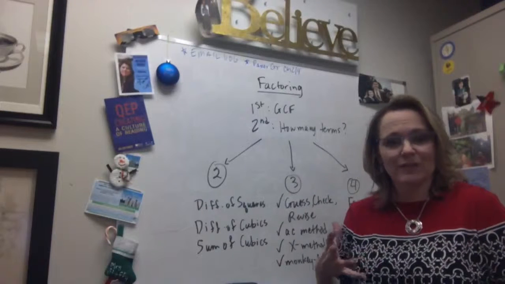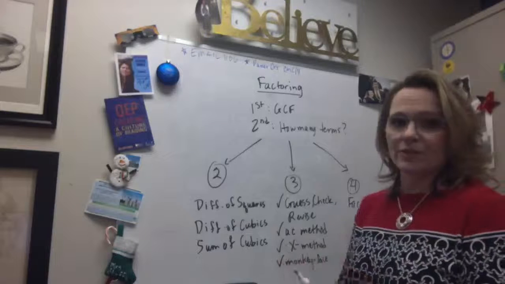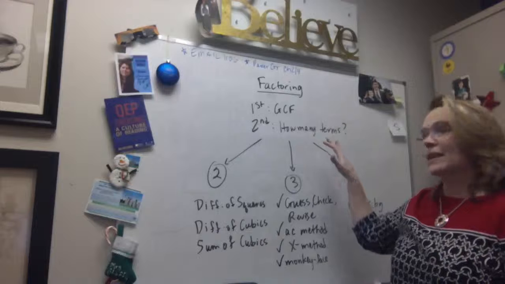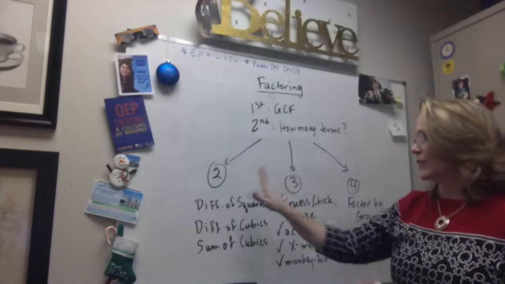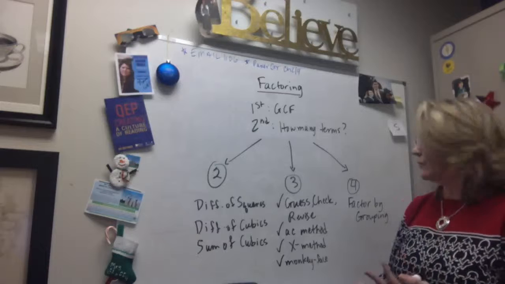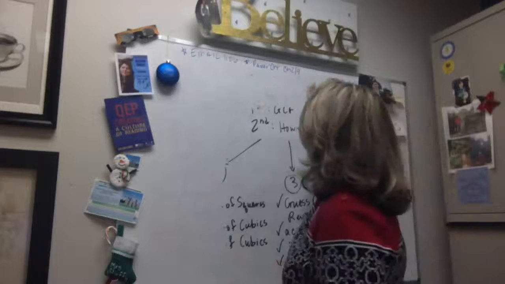Hey there, someone had asked for some help with factoring, so I thought we'd take a look at specifically two-term factoring. You should always look for a GCF anytime you're factoring, and you should ask after that, how many terms have I got? If you have two terms, you're typically going to be doing difference of squares, a difference of cubics, or a sum of cubics. So we're going to look at those three types of two-term factoring.